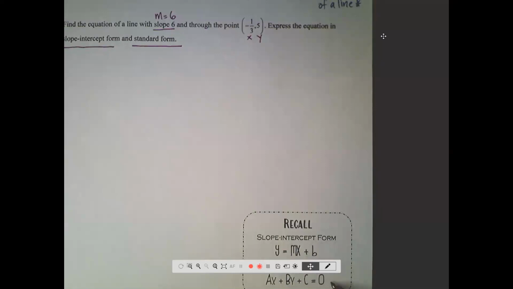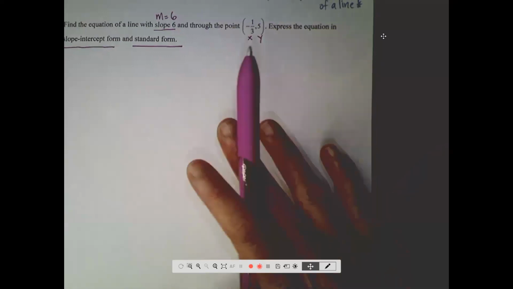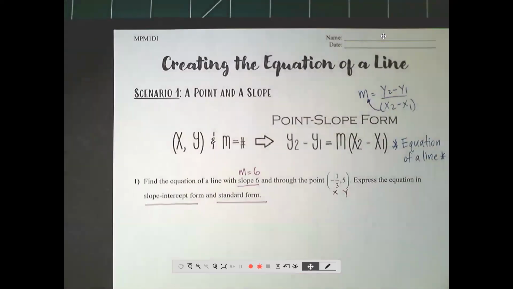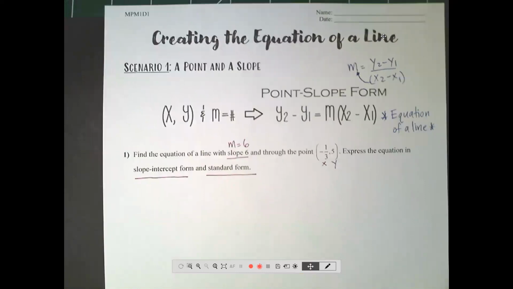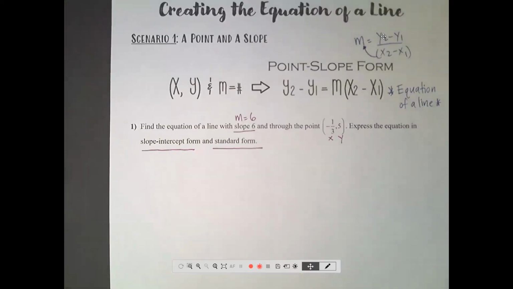And remember, there are 3 rules related to this. So the 3 rules are, if you want something to be in standard form, it has to be in this order, x, y, constant. You can't have any fractions or decimals, and the very first value, which is the a, cannot be a negative. So we're going to try to figure out the equation of this line given those 2 pieces of information, and we're going to put it into slope-intercept form as well as standard form.